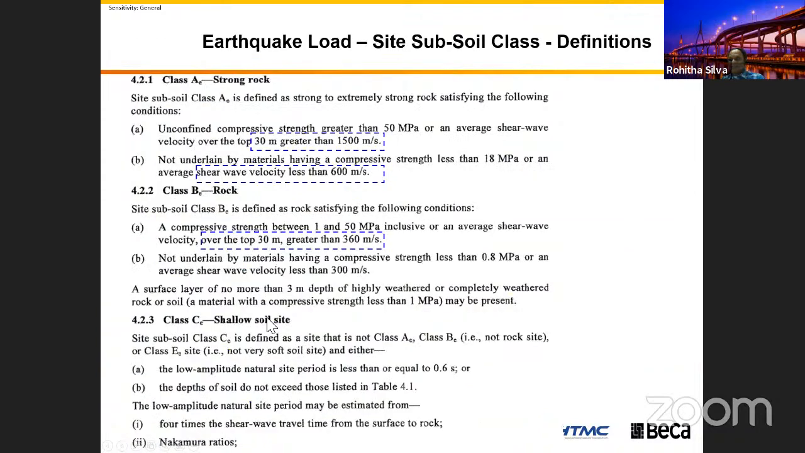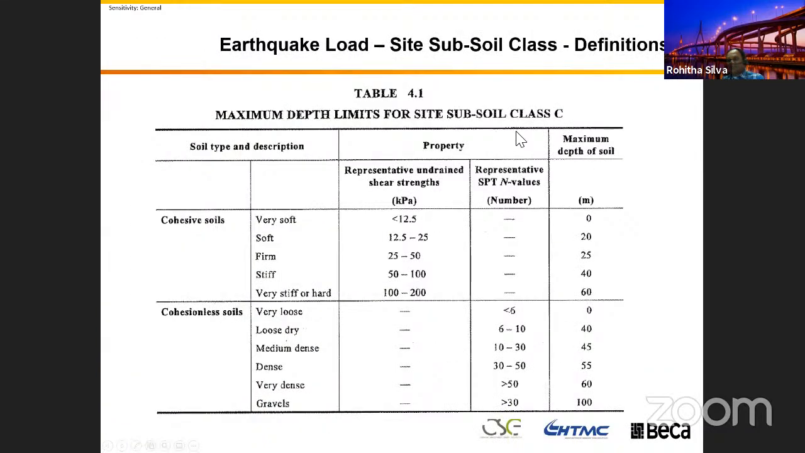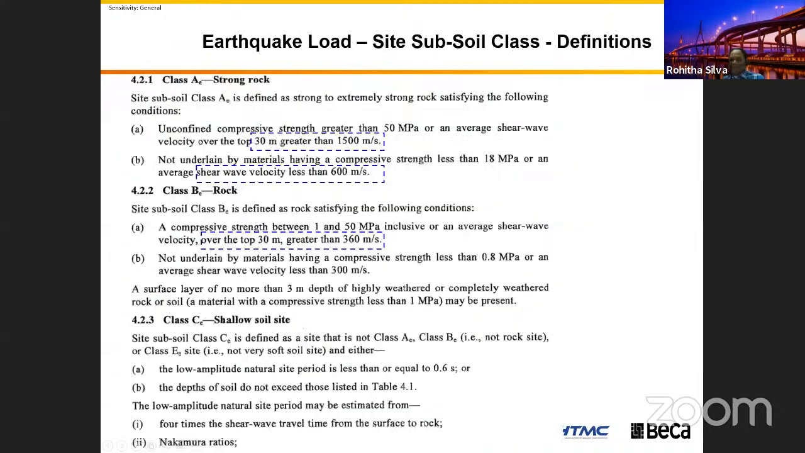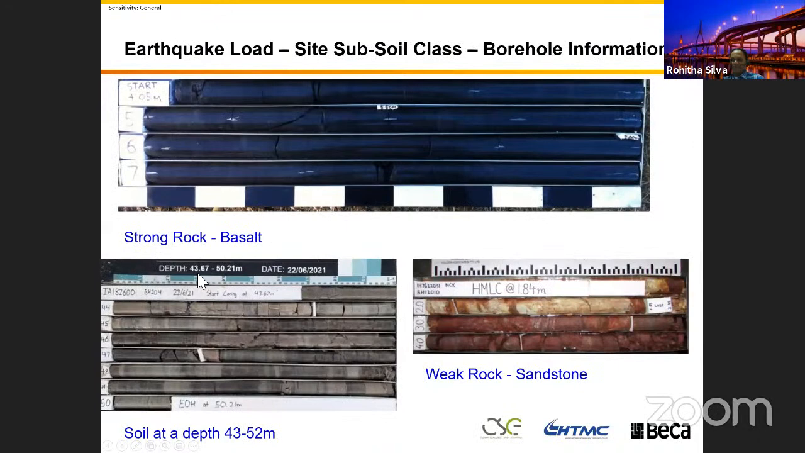You saw this soil profile, one of the borehole information. This information is not on the top; it's at a depth between 44 meters and 50 meters. And then the other one is another bore log information about the sandstone. You can see this rock is quite weak because it's fractured. Some sections are quite good, but some sections are really bad.